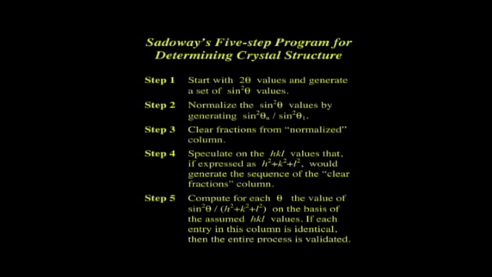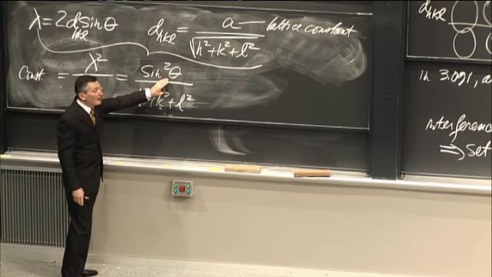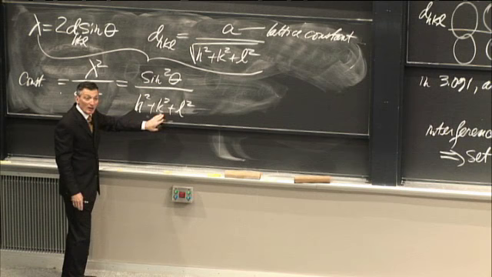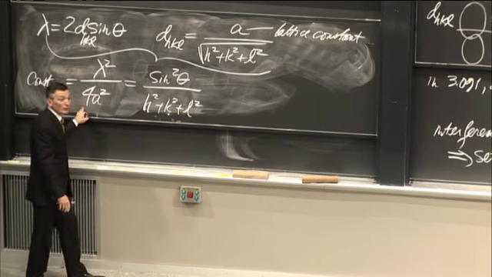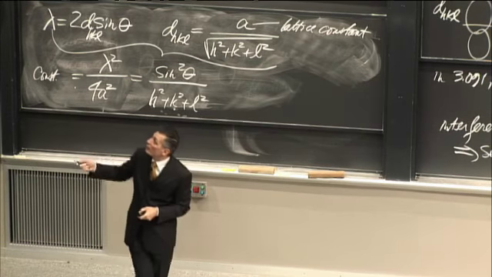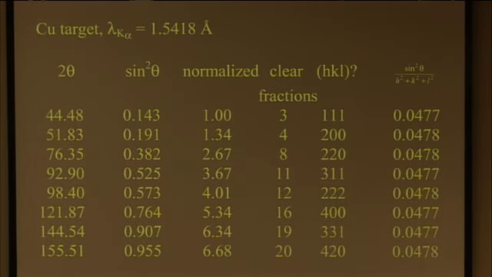All right. And then to make sure that I'm onto something, what I do is this. Compute for each theta the value of sine squared theta over h squared plus k squared plus L squared on the basis of those assumed values. What I'm doing is I'm saying, if my hunch is right, whatever I choose for the theta and the assumed value of h squared plus k squared plus L squared, that should be a constant that doesn't change. So let's test it. And sure enough, look, 0.0477, 0.0478. So it looks like I'm onto something.